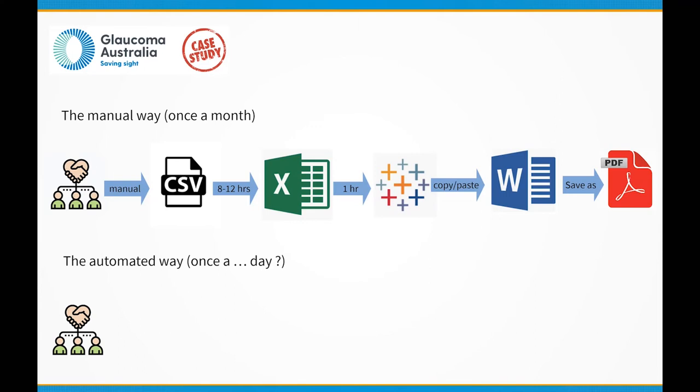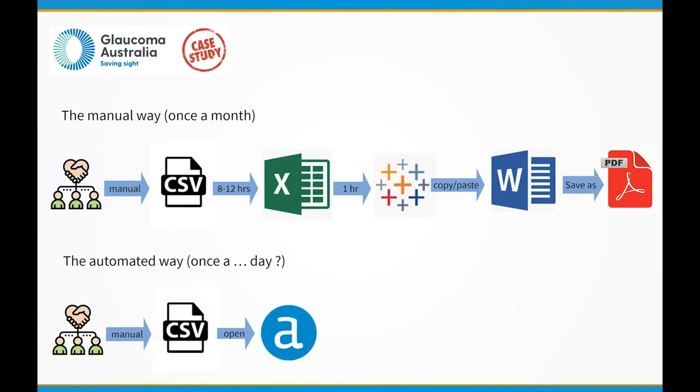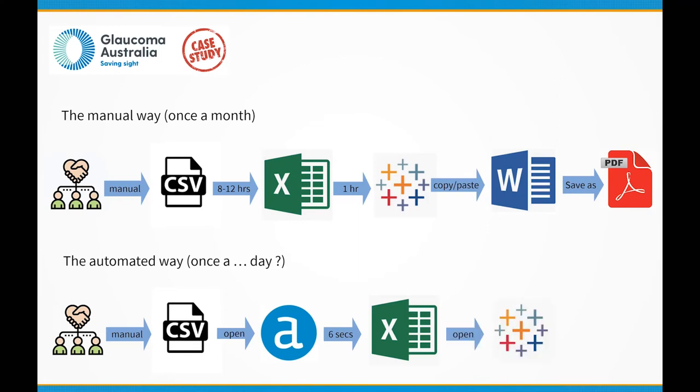Out of the CRM, still pull the data manually into a CSV file. We then used Alteryx to open that CSV to create the Excel file in about 6 seconds. So all that 8 to 10 hours of work was condensed into a workflow in Alteryx, which took 6 seconds to run. We open the data file in Tableau and then save it directly as a PDF.